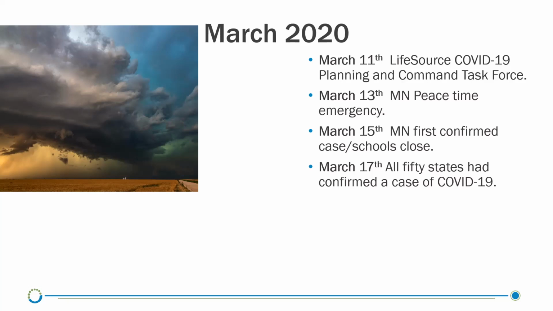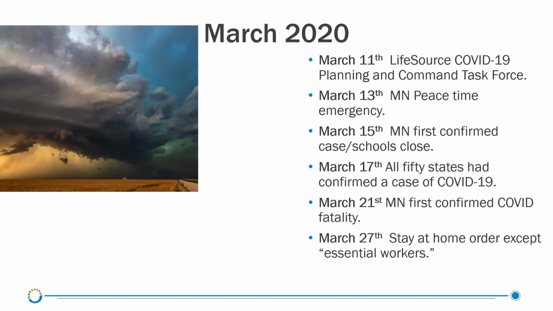As you all recall, on March 17th, all 50 states had at least one confirmed case of COVID-19. Minnesota on the 21st had our first confirmed COVID fatality.